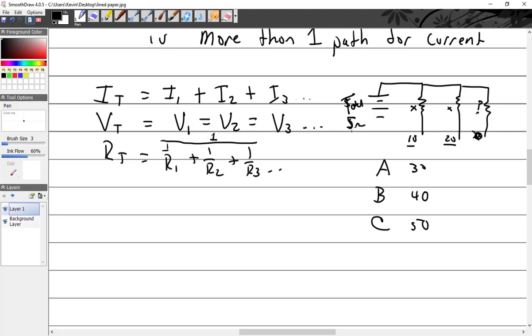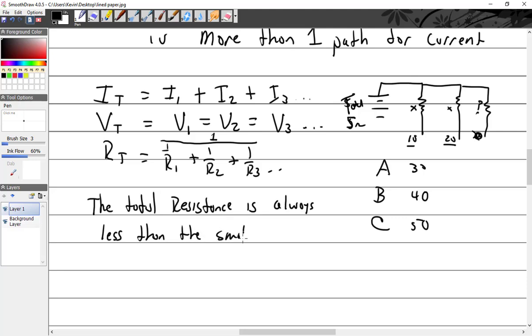Because the total is less than the smallest resistor in the circuit. Remember that. The total resistance in parallel is always less than the smallest resistor. So I just got to look for that. So if I would have done something and came up with an answer of 15, would that have been right? No. It's got to be less than 10.